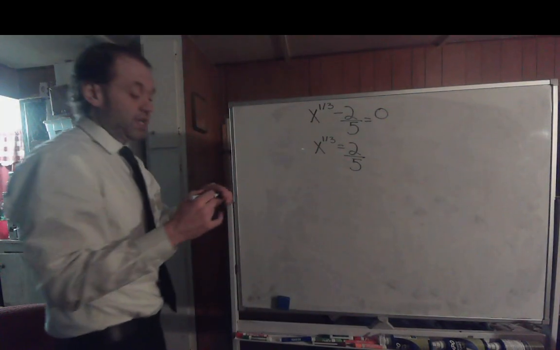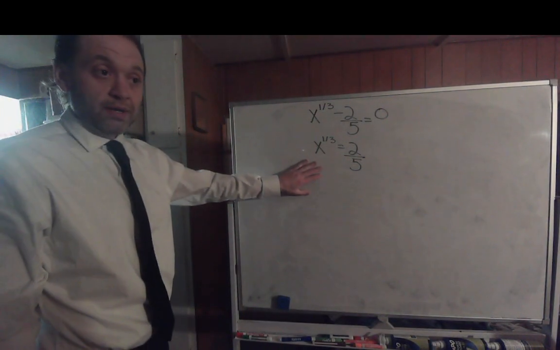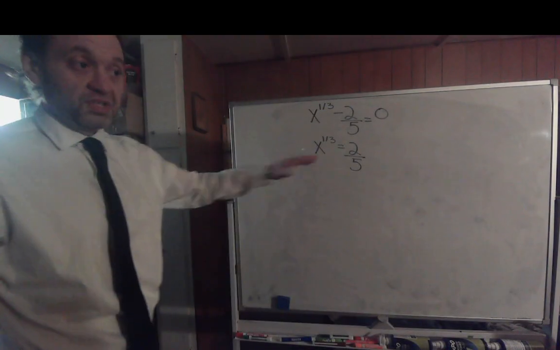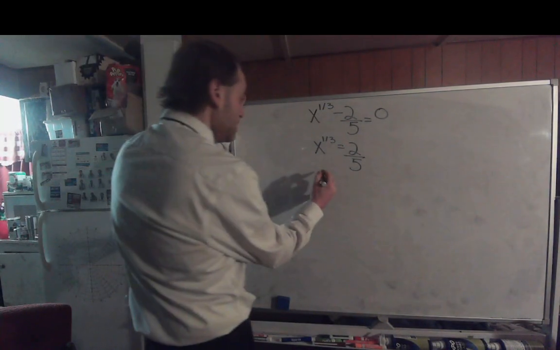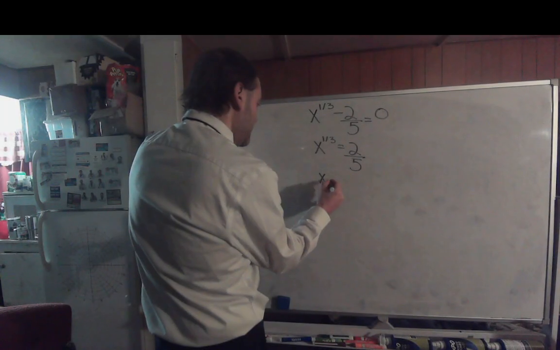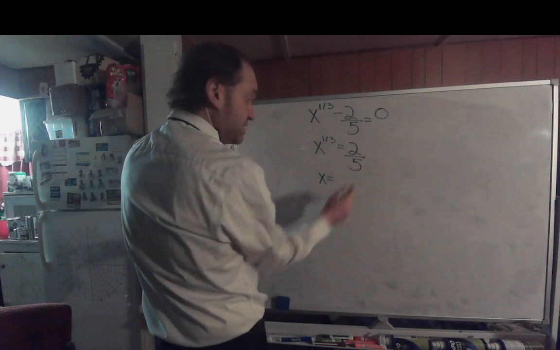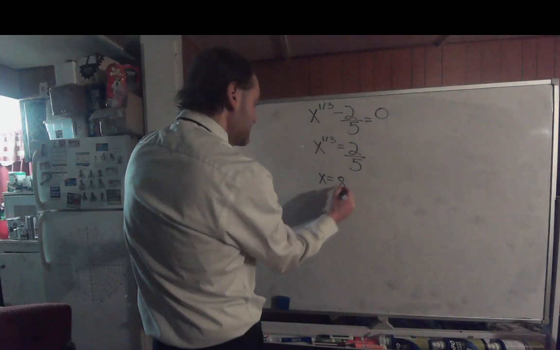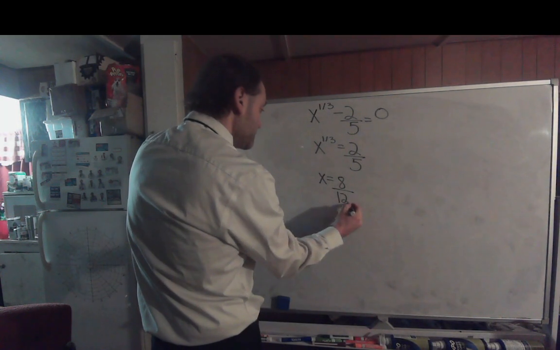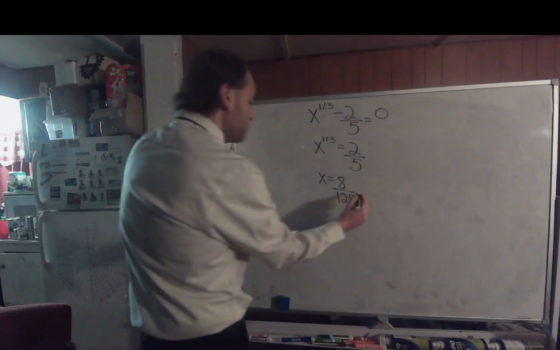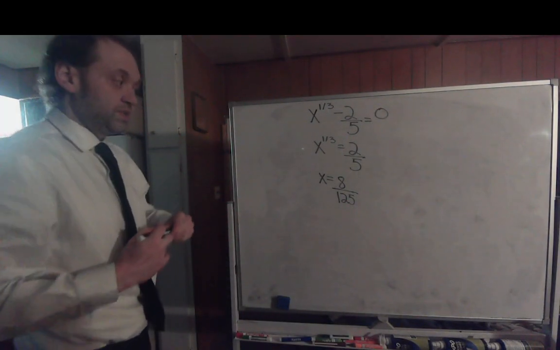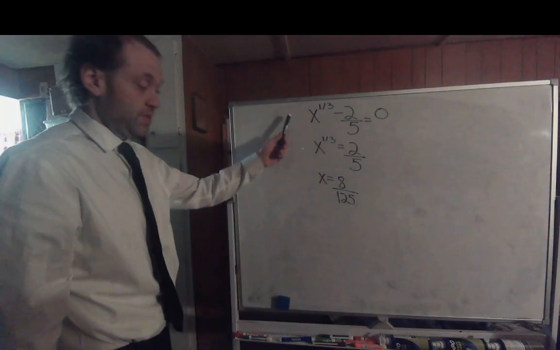Now, of course, we want to get x by itself, right? So we need to raise both sides to the third power. So if we do that, you'll get x would equal 2/5 to the third power, that would be 8/125. We have x would equal 8/125. But we have to check and make sure that this works.